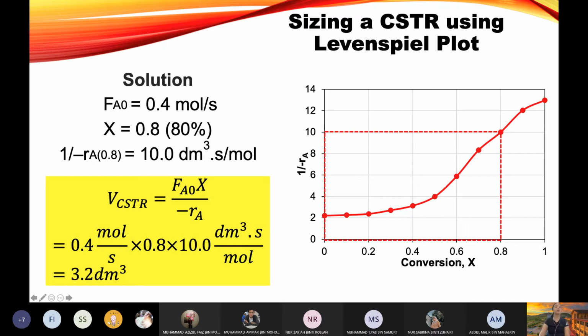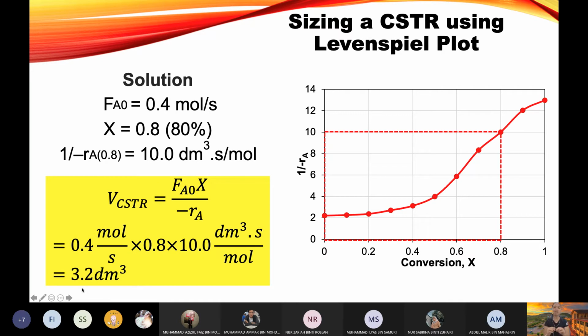What does that mean? We know we want to find it at conversion 0.8. So you make a box at this 0.8. There will be a red box. You just find the area of this box. Meaning the volume of the CSTR is FA0, 0.4 mole per second, multiplied with the area: 0.8 is the length, the width is 10. So 0.8 multiplied with 10, you will get the volume as 3.2 dm cube.